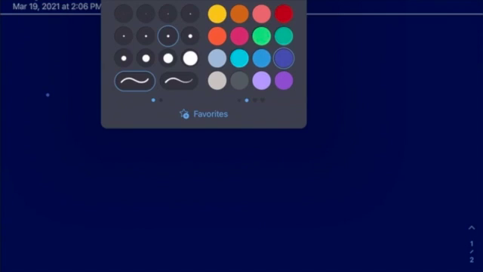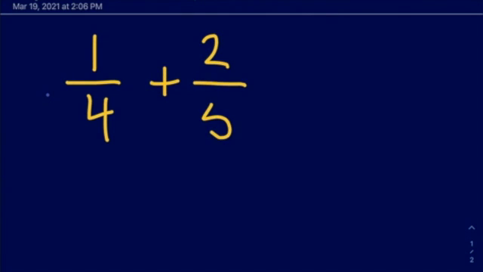So today I want to show how I've been teaching students to find a common denominator in order to find equivalent fractions and then solve addition and subtraction with fractions with different denominators. So let's say we had a fraction such as 1/4 plus 2/5. So an addition problem.